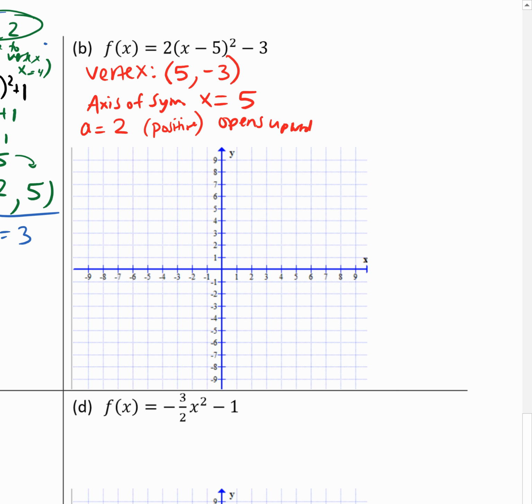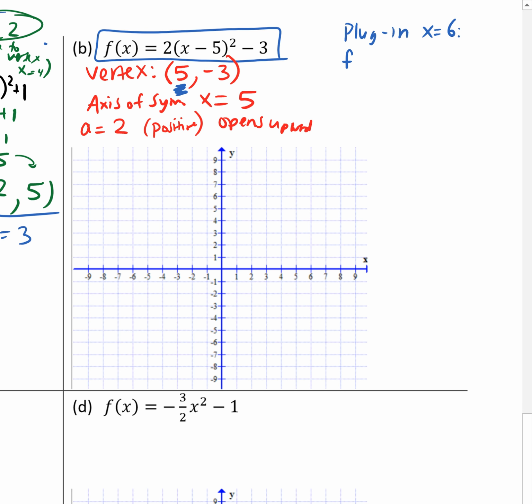And I can choose any x value I want to plug into this function, but I'm going to try to choose something somewhat close to 5. Maybe this time I'll choose 6, just for fun. It doesn't matter, you choose 4, you choose 3, you choose 7, but just for fun I'm trying to mix it up. I want to plug in x equals 6 into the function.